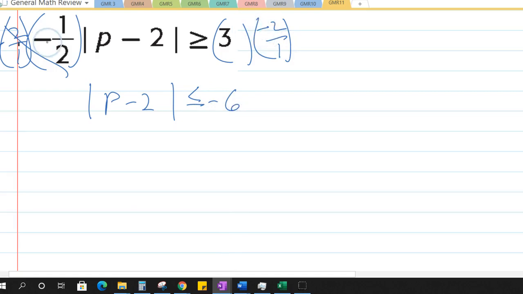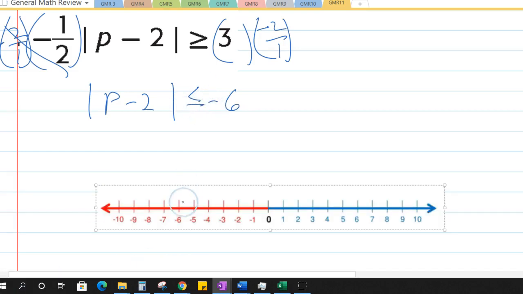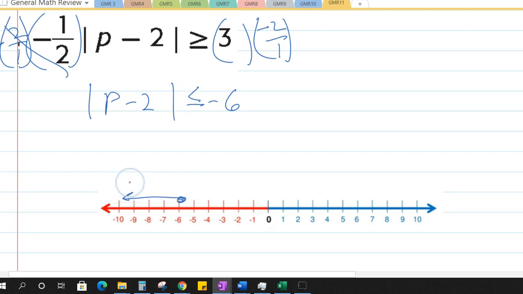Notice, because I multiplied times the negative, I flipped my sign so that it's less than or equal to negative 6. Now, think about a number line really fast. If I'm less than negative 6, that means I'm at negative 6 moving to the left. So no matter what, my answer is going to be in the negatives.